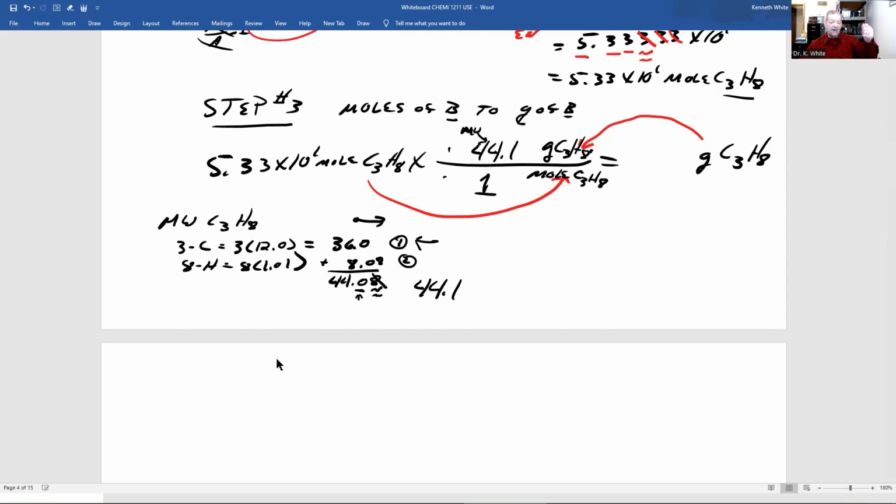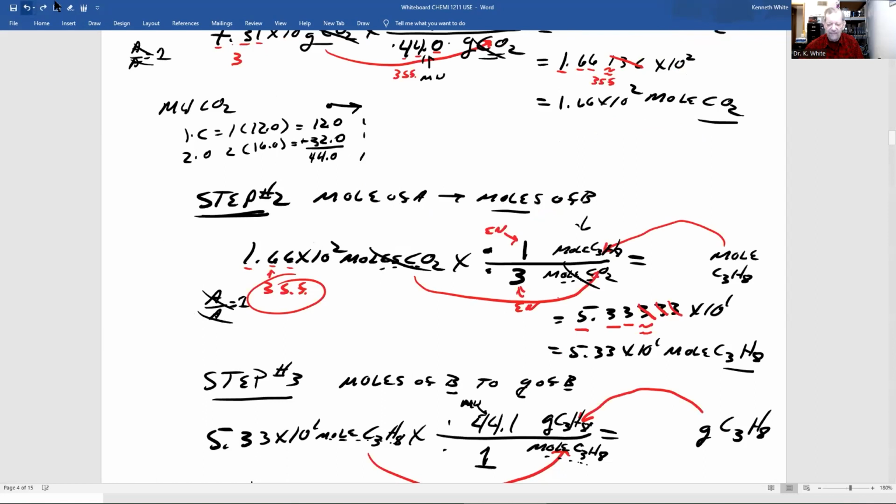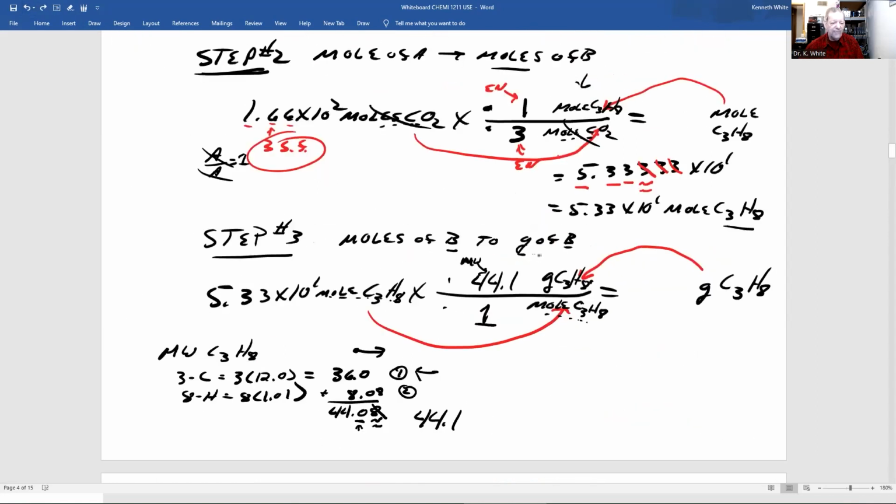Now, before I pick up my calculator, don't pick it up yet, I check: moles of C3H8 divided by moles of C3H8. Remember, anything divided by itself equals the number 1, meaning it cancels out. This cancels out. I'm left with grams of C3H8. And now I can pick up my calculator.